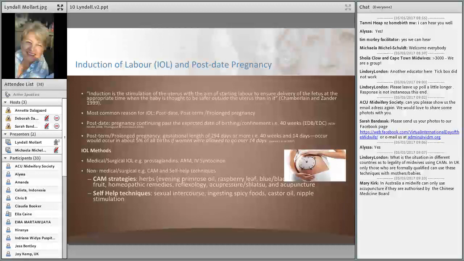Specific herbs such as evening primrose oil, raspberry leaf and blue cohosh, as well as date fruit, have been examined on their effect on labour induction and contractions. Other CAM modalities include homeopathic remedies, reflexology, shiatsu and acupressure and acupuncture. Unfortunately, I don't have time to go into the details about these studies.